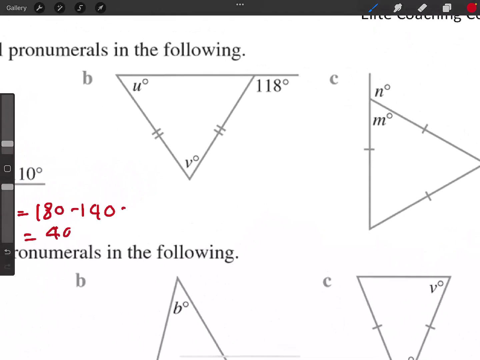Now, question B. Alright, so I'm going to find out this angle here by doing 180 take away 118. This will be a 2, this will be a 6. So therefore, we found out this to be 62.